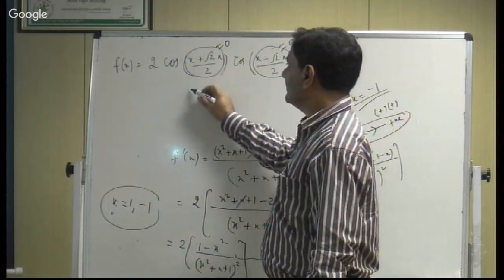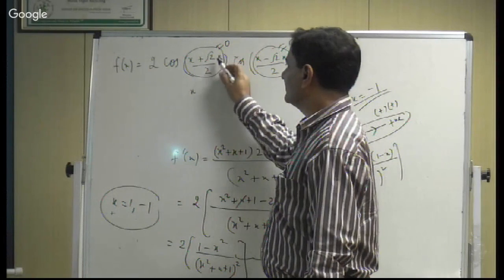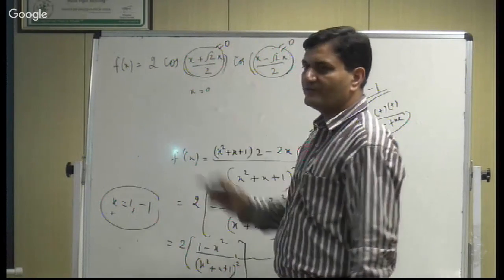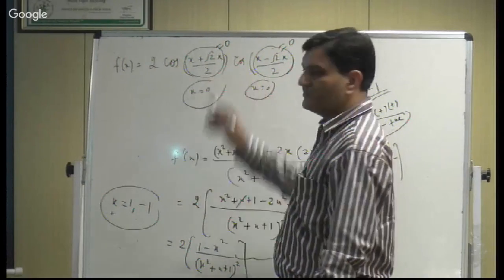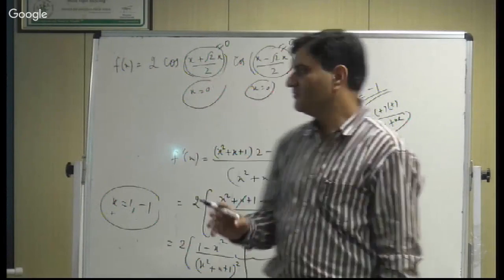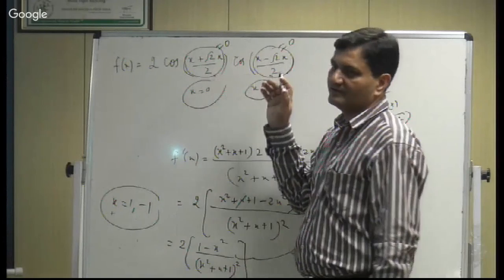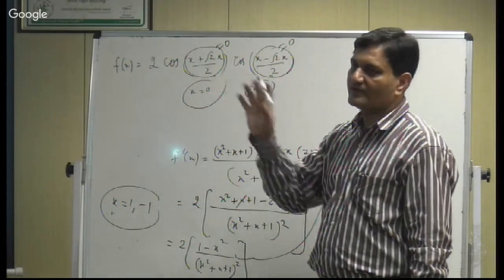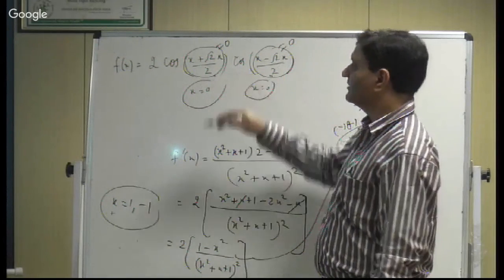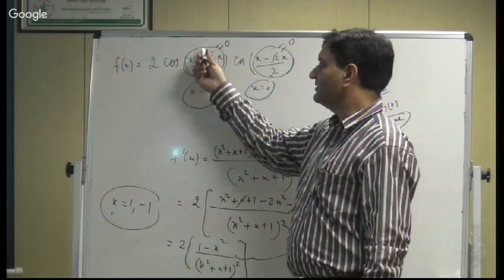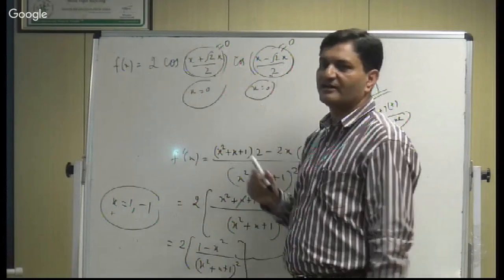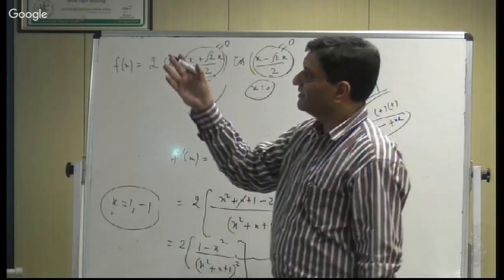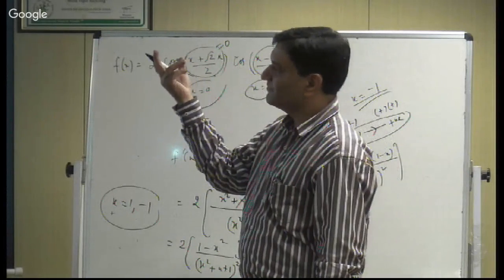This will be 0 at what point? When x is 0, this expression will be 0. And when x is 0, this expression will also be 0. So 0 is the only point which will make both of them 1. No other value can make it 1. You substitute any other value: if this expression is taking the value 1, this will not take the value 1. So what is the number of values of x? There is only one value.